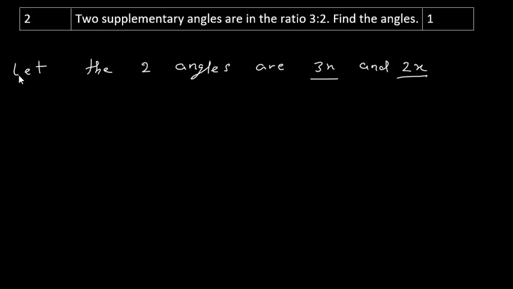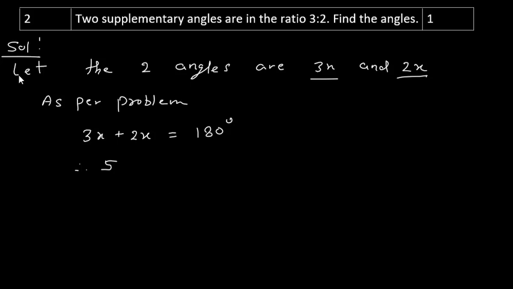I am discussing one method; when you are solving, you can use any method. So solution: let the two angles be 3x and 2x as per the problem. Now as per the problem, they are supplementary angles. So we can say that 3x plus 2x is equal to 180 degree. Therefore 5x is equal to 180 degree. Therefore x is equal to 180 degree upon 5. So 5 3s are 15, 5 6s are 30, so x is 36 degree.